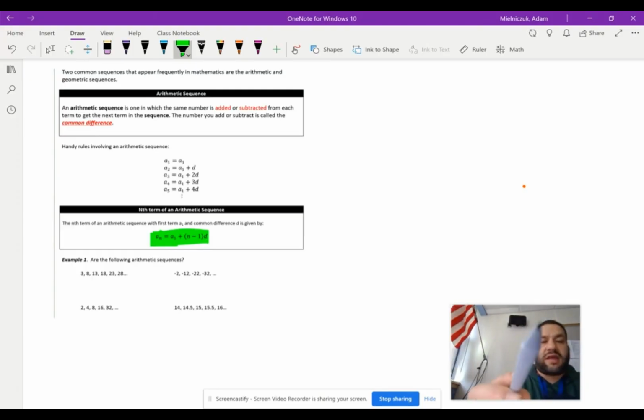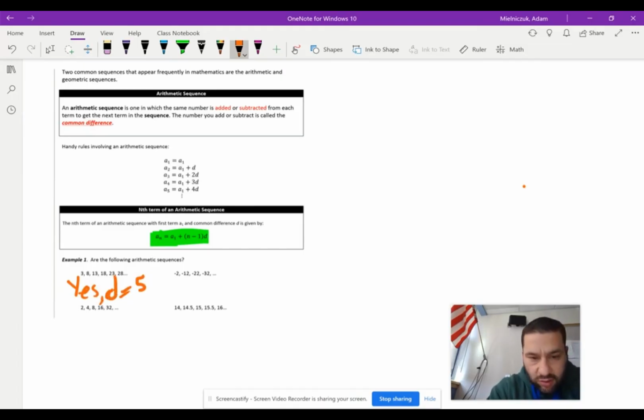Okay, so let's take a look. It says, are the following arithmetic sequences? In order to be arithmetic sequences, they must add or subtract by the same number each time. So if you look at the first one, from 3 to 8 is 5, from 8 to 13 is 5, from 13 to 18 is 5. So these are all plus 5, so yes. And we'd say yes with a common difference of 5.